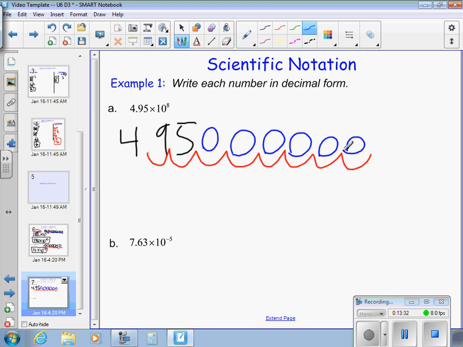Okay, next thing, where do my commas go? I have a comma every 3 zeros. So right there. So what is this number? We have 495 million. And then I need to put in all my zeros that are placeholders. What is that, million? 1,000? Yeah, 495 million.